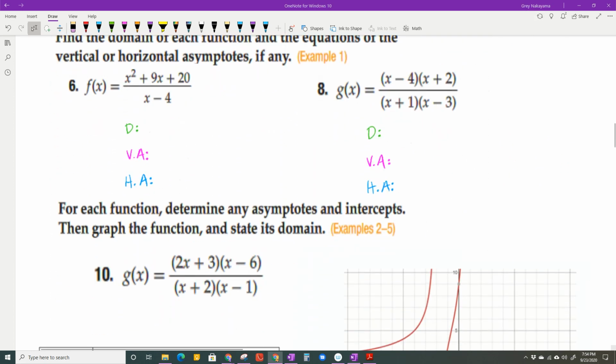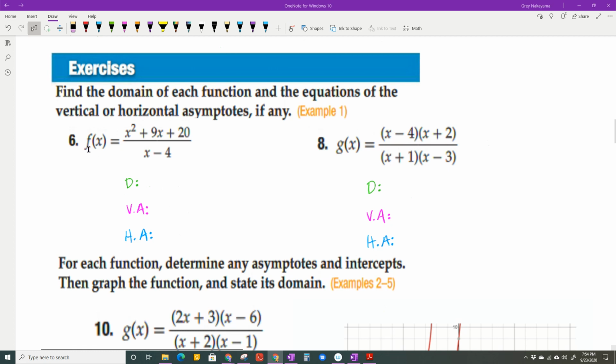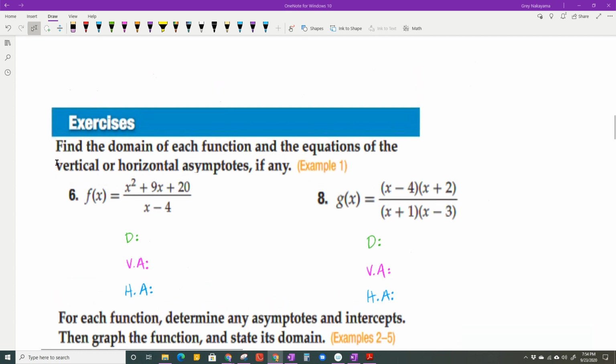One second, please. Okay, so look at the examples that we have here. First off, it says find the domain of each function and the equations of the vertical or horizontal asymptotes, if any. So the order's a little bit different about what you're going to do. So just follow directions, but I'm doing it as if you had to do the whole thing at once, which is what happens at the end of your homework, okay? So first off, I have to find the domain.